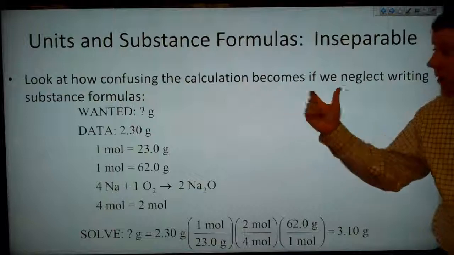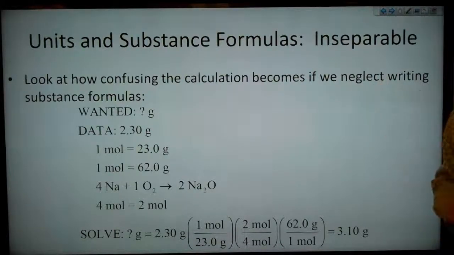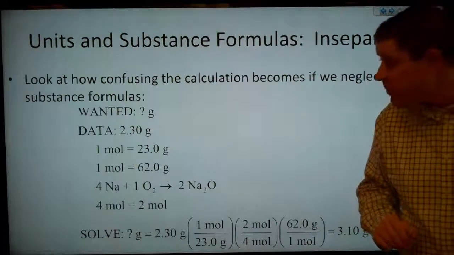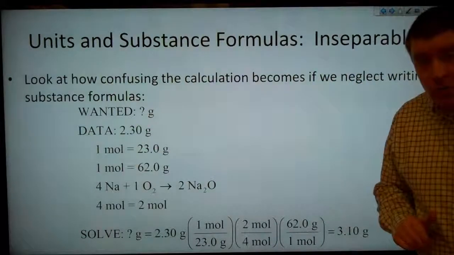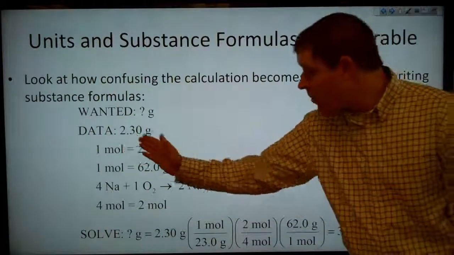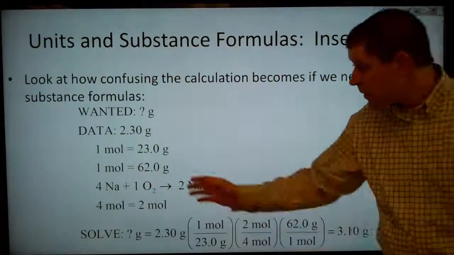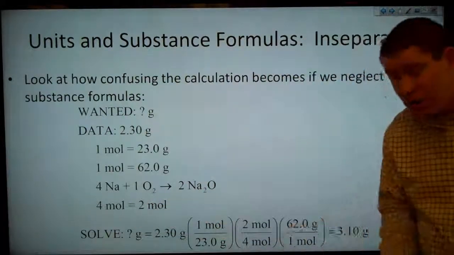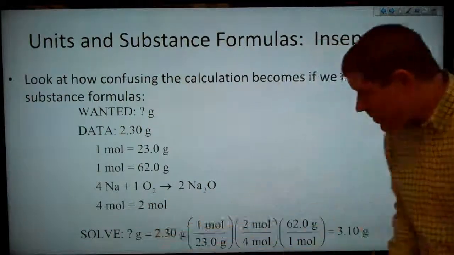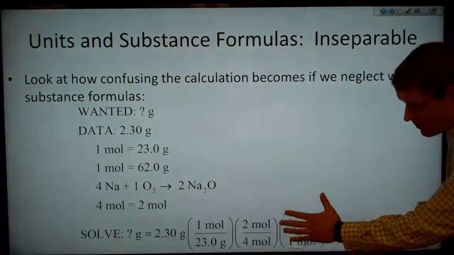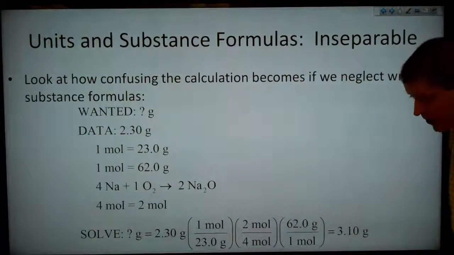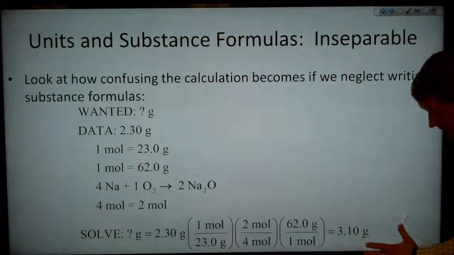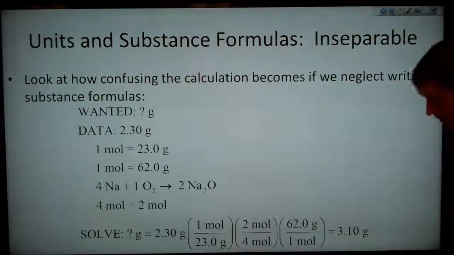So units that measure one substance cannot cancel with the same units measuring a different substance. So look at how confusing our calculation becomes if we neglect writing our substance formulas. We have wanted equals some number of grams. We have a given of some number of grams. We have 1 mole is 23.0 grams. We have 1 mole is 62.0 grams. Then we have 4 moles equals 2 moles. And then we have question mark grams equals 2.30 grams times 1 mole over 23.0 grams times 2 moles over 4 moles times 62.0 grams over 1 mole, and that gives us some mass, 3.10 grams.